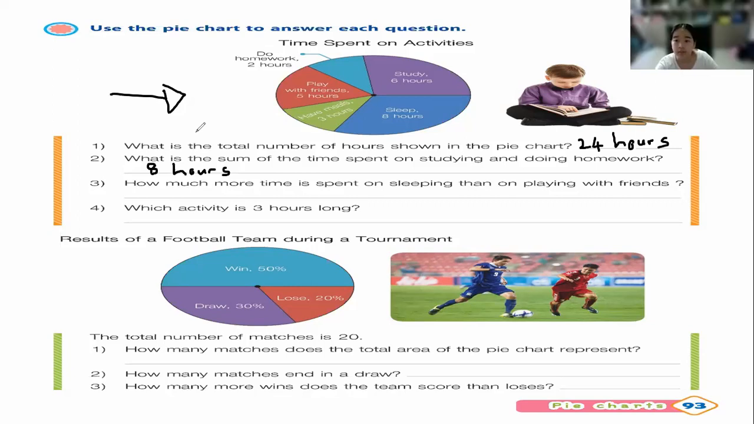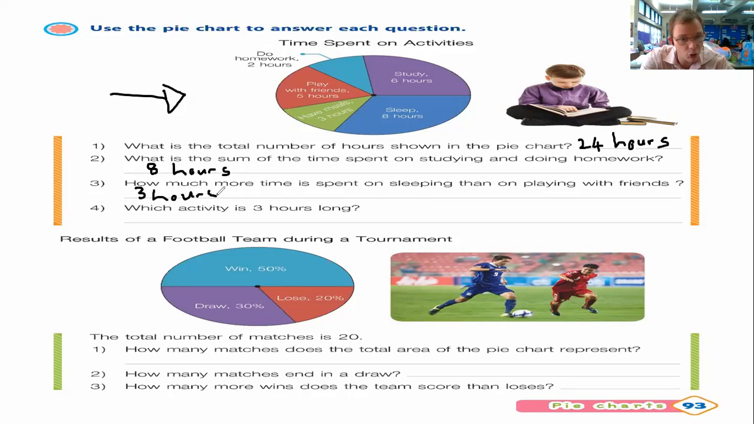3 hours. How did you get to 3 hours? 8 minus 5. Excellent. Thank you very much. That is 100% correct. They ask us how much more, so we have to compare. We compare playing with friends to sleeping. And then we have to make a quick mathematical equation by doing a minus, and then we will find that we spent 3 hours more on sleeping than we do with playing with our friends. Okay.